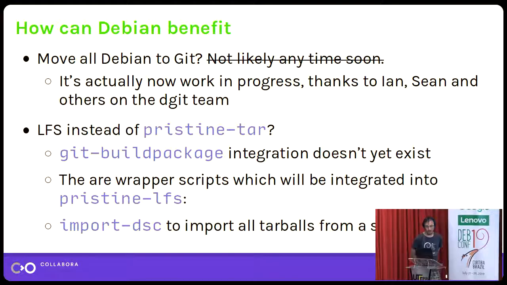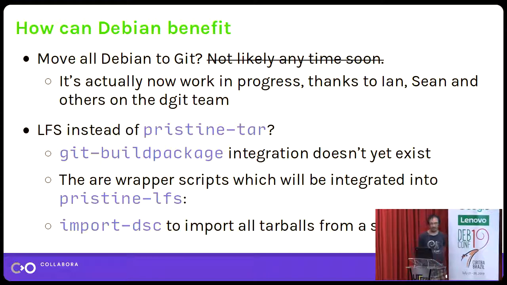Right, so Debian can also benefit from this work. When I presented this talk previously, I had this feeling that there's no way we can move all of Debian to Git. But just as I said that, there were people who commented, oh, that's actually not true. We can probably do this. We just need to be a bit more pushy.